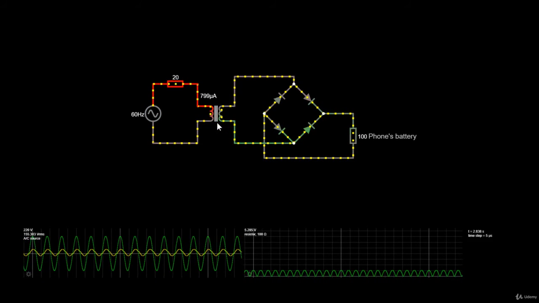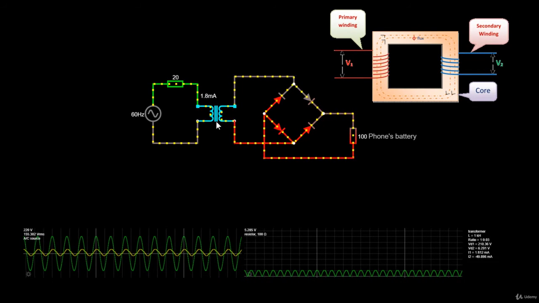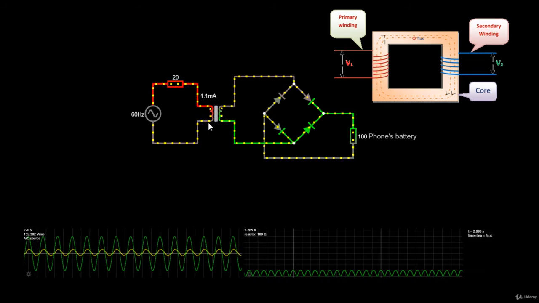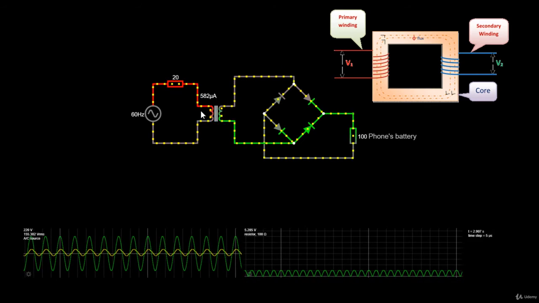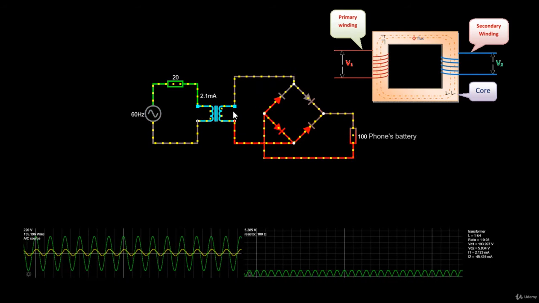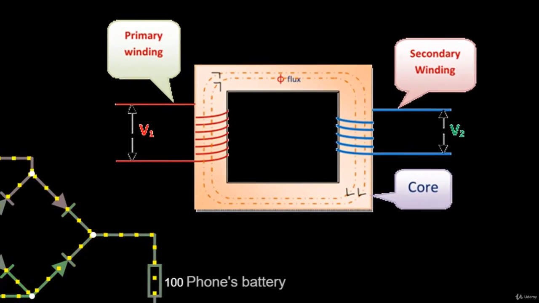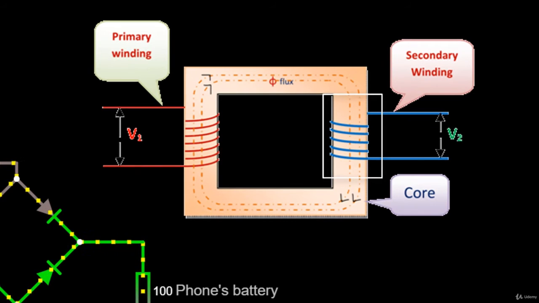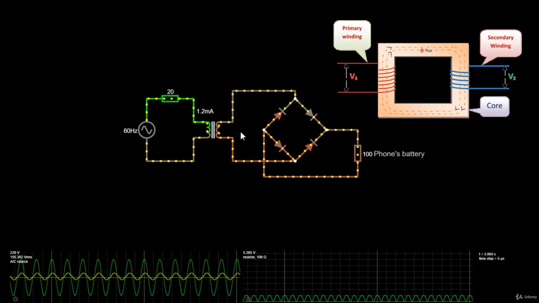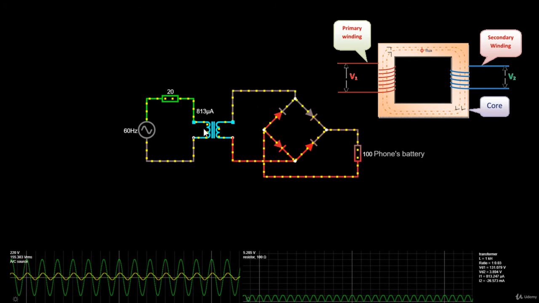A transformer looks like this, and it has 3 important components: the magnetic core, the primary winding, and the secondary winding. The primary winding is the part that is connected to the input AC voltage, and the lower AC voltage is taken from the secondary winding. Since the secondary winding has fewer windings or coils than the primary winding, the output voltage will be less than the input voltage, and this is what we call a step-down transformer.